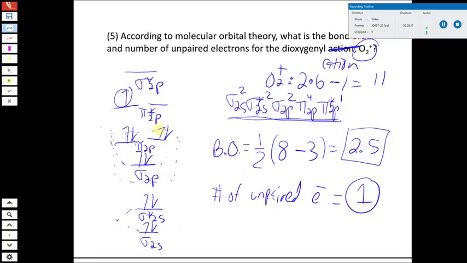Okay? But that's how we would deal with this one, drawing the full configuration and getting those 2 pieces of information out of it. Yes?